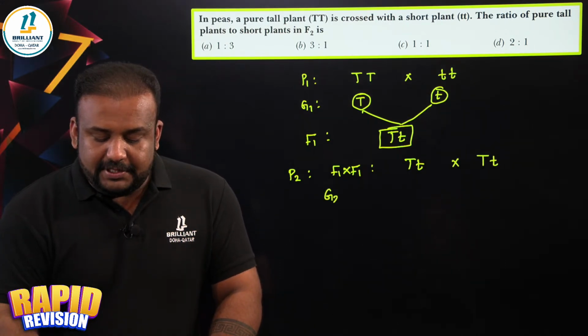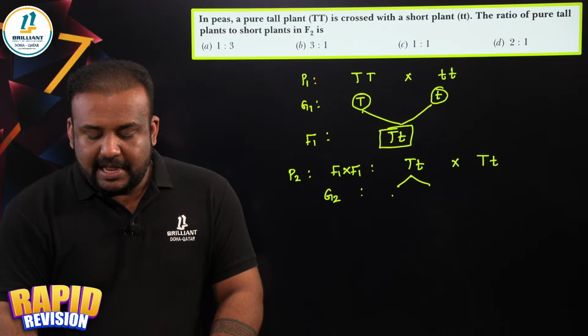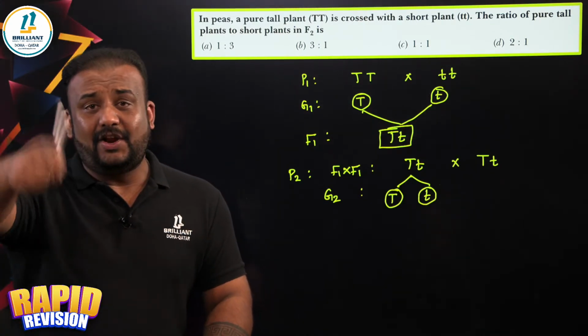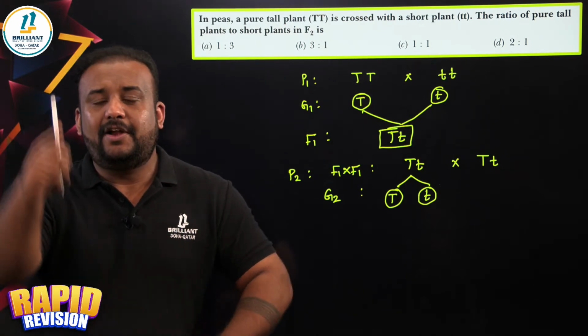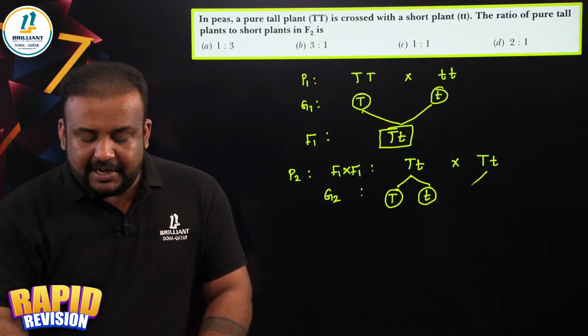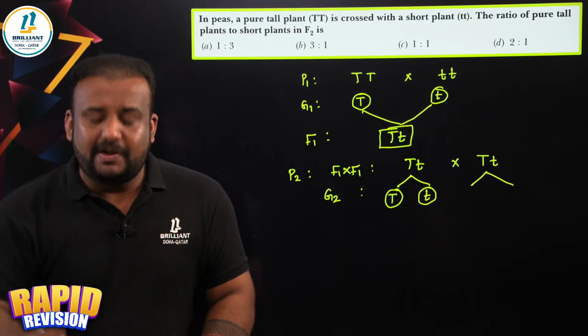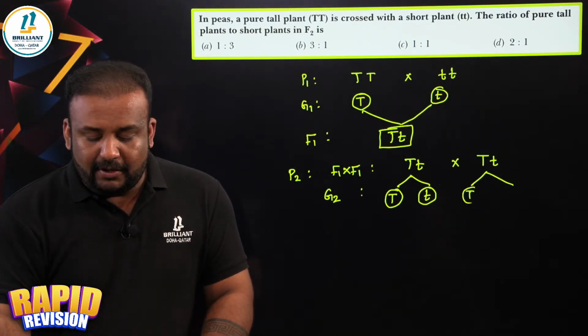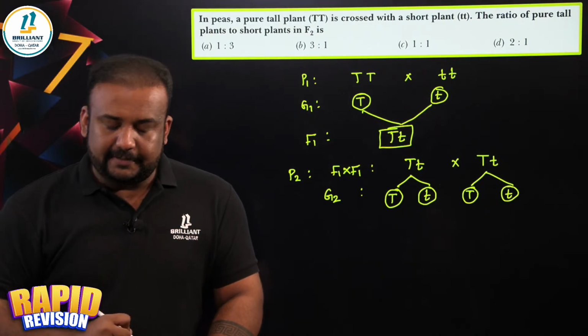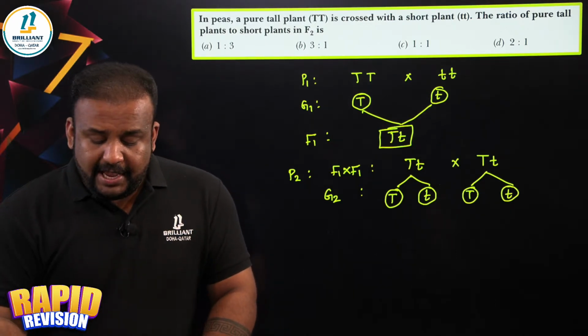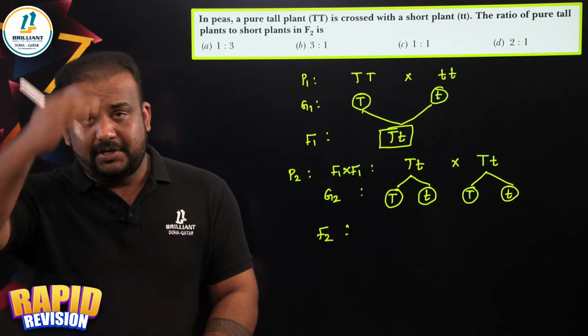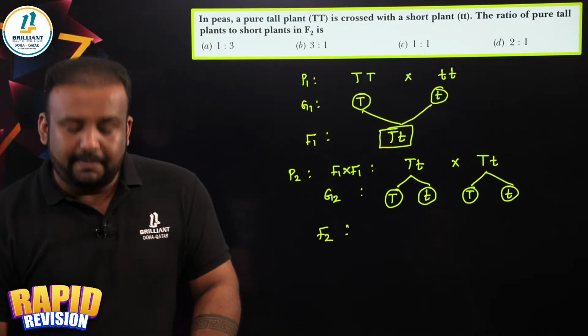Now this will again produce gametes, and here you will get two different gametes because it is a heterozygous individual. If a heterozygous individual has two different types of factors, each factor will go to one gamete. So this female also will be producing two gametes. Now to make the F2 generation, either you can use the cross method or you can use the Punnett square.